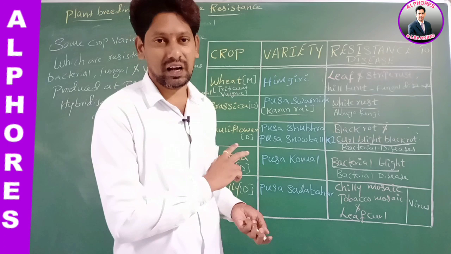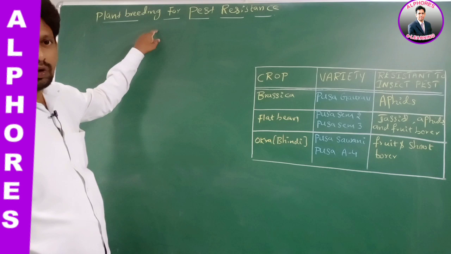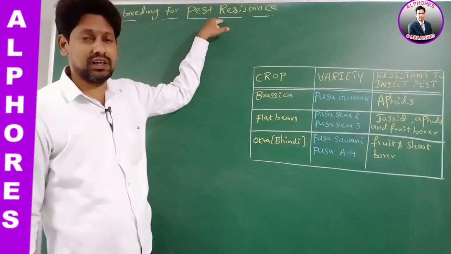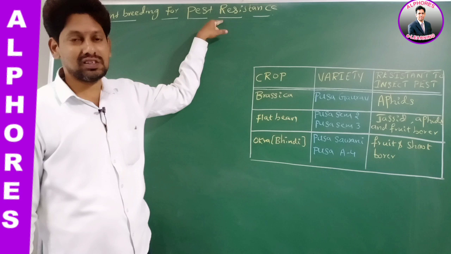Right. We are discussing plant breeding, right? Now go for the next topic. Plant breeding for pest resistance. Sir, why do we have to make a plant pest resistant, sir?